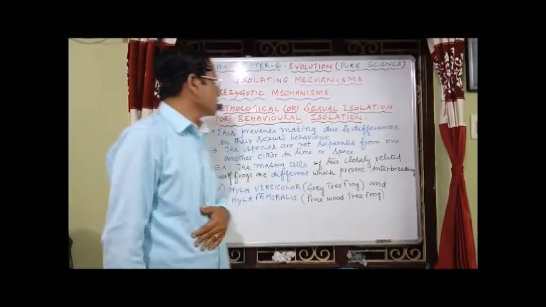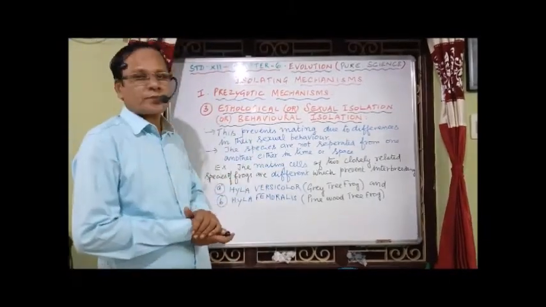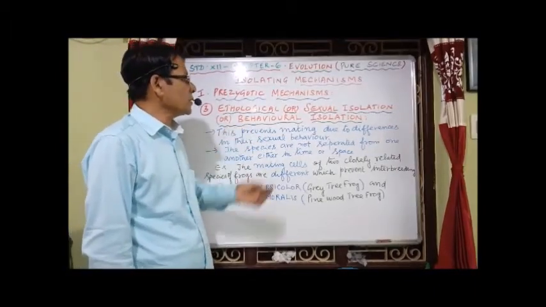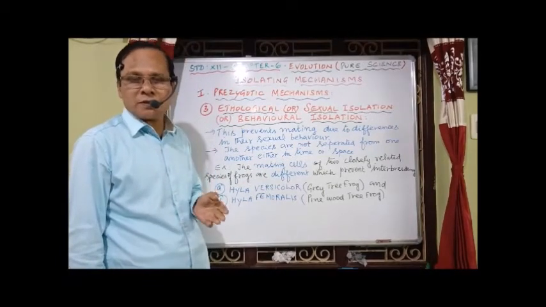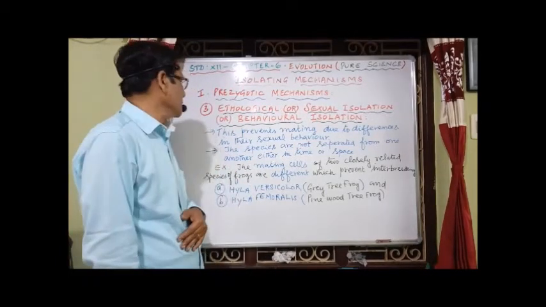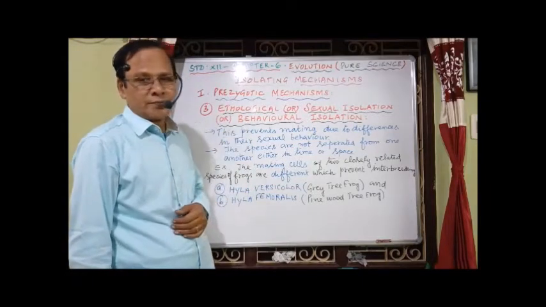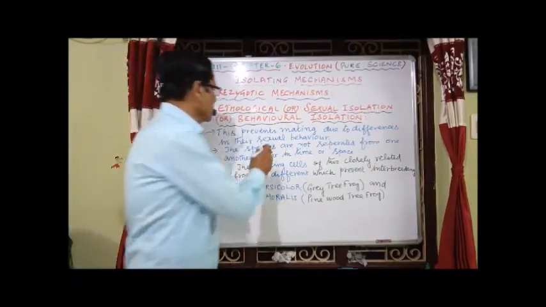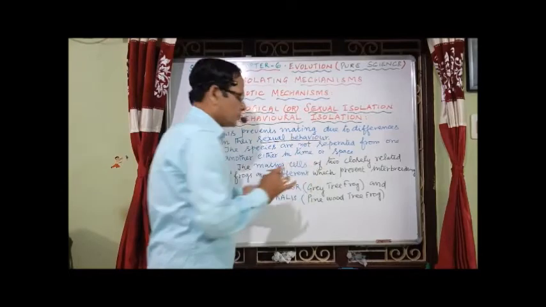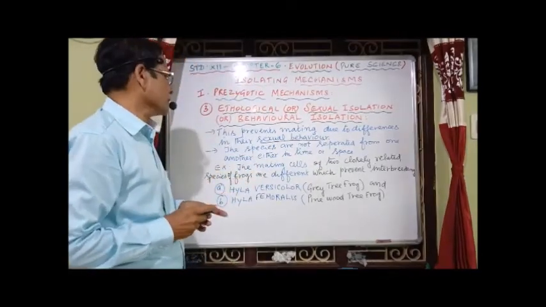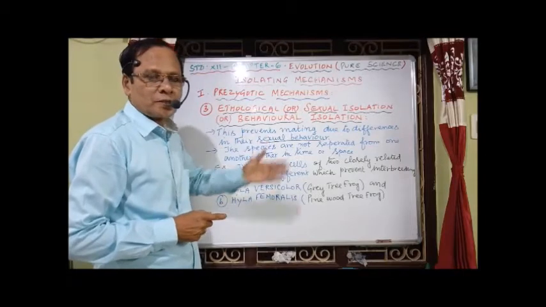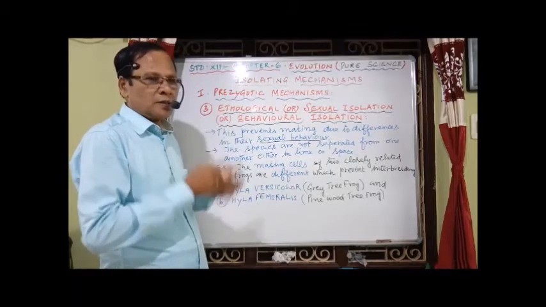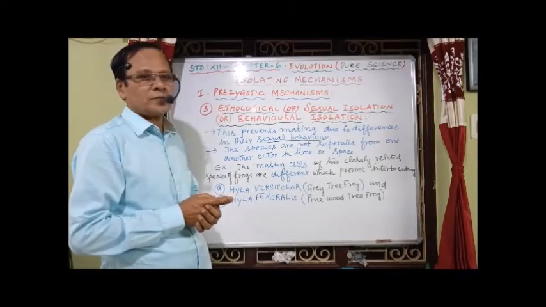Now the third method of prezygotic mechanism, ethological or sexual isolation. It is also called behavioral isolation. Ethology refers to the study of behavior. This prevents mating between two different species due to differences in their sexual behavior. The differences in sexual behavior prevent mating or interbreeding. So the species are not separated from one another either by time or space. They are present in the same place, at the same time, but they are prevented from mating.